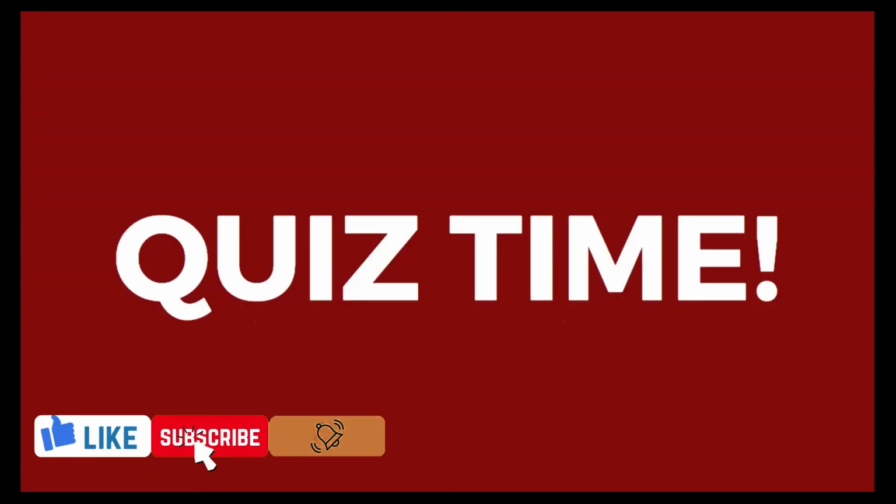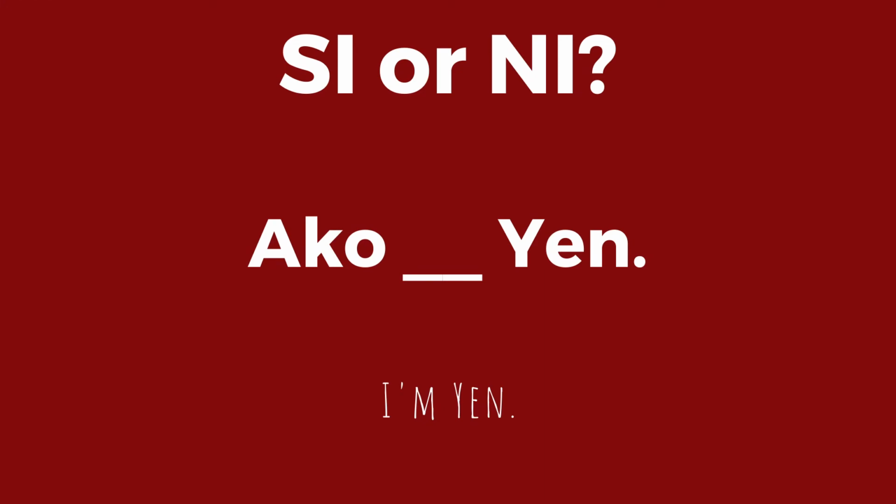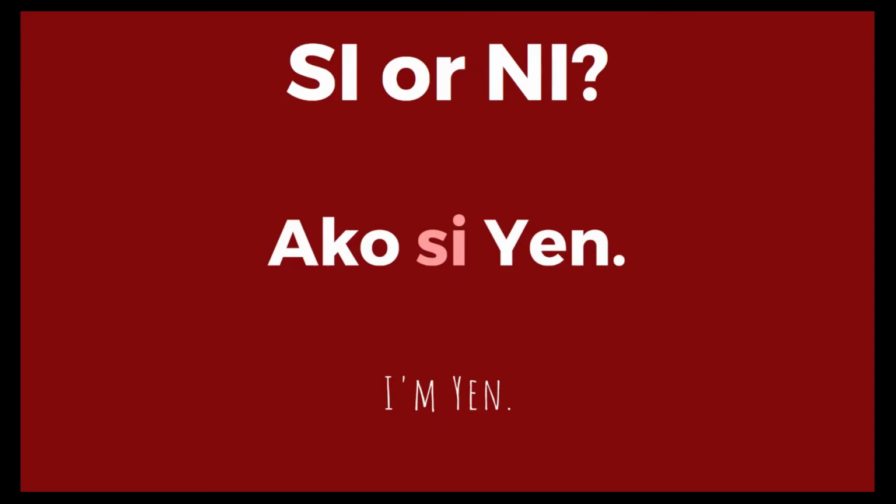Now it's quiz time. So I want you to fill in the blanks. Is it si or ni? Ako, blank, Yen. I'm Yen. So I'll give you 10 seconds to think first, okay? Timer starts now. Alright, time's up. The answer is si. Ako si Yen.